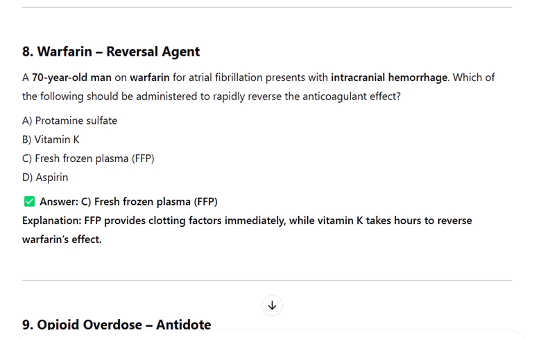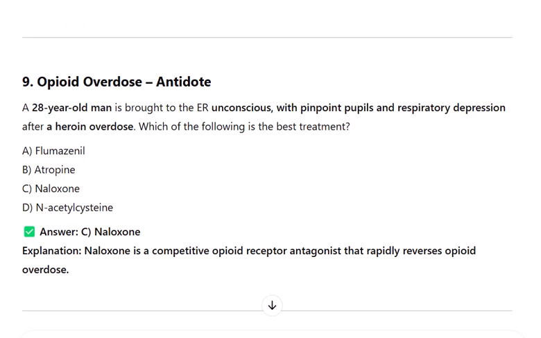9. Opioid overdose. A 28-year-old man is brought to the ER unconscious with pinpoint pupils and respiratory depression after a heroin overdose. Which of the following is the best treatment? A. Flumazenil. B. Atropine. C. Naloxone. D. N-acetylcysteine. Explanation. Naloxone is a competitive opioid receptor antagonist that rapidly reverses opioid overdose.